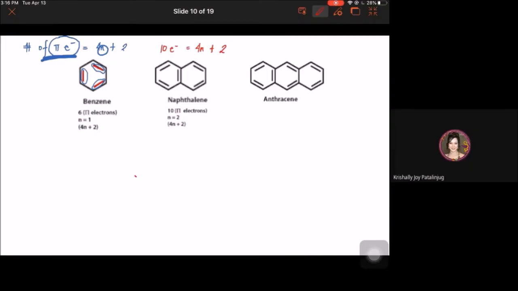Very good. So, 14 equals 4n plus 2. Tell me the unknown n. Determine n. It is 3. Very good. So, that is how to determine it. If the ring follows Huckel's rule, you use the 4n plus 2 rule, which is also known as Huckel's rule.